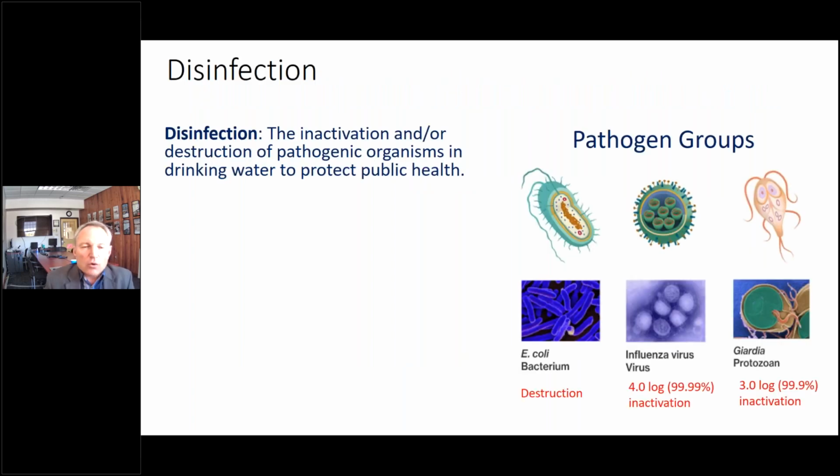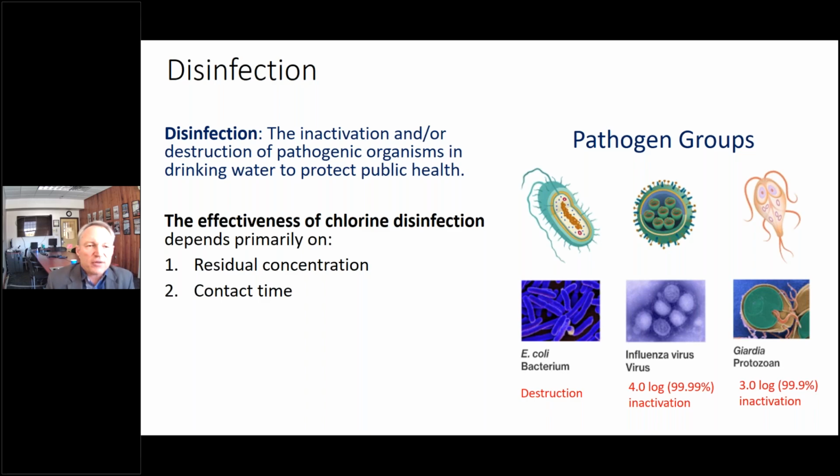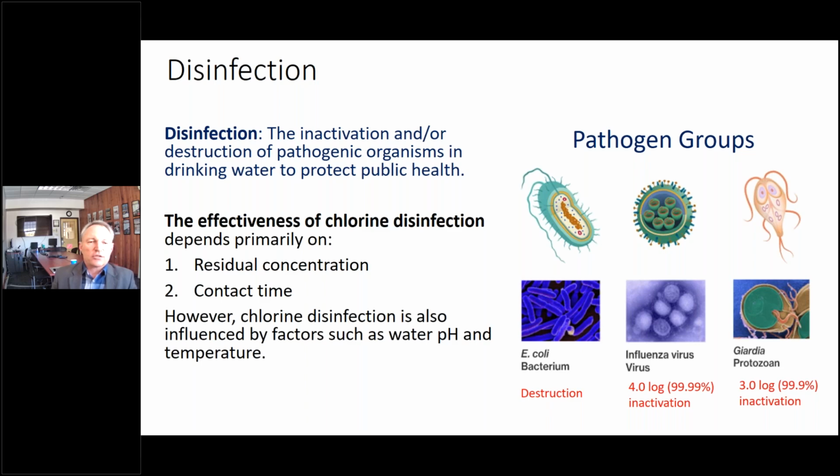Now, also another factor of why we're doing this is disinfection includes destruction of some organisms like bacteria, but for viruses and protozoa like Giardia, it only inactivates them, makes them unable to reproduce or infect. It doesn't necessarily destroy them. So the effectiveness of chlorine disinfection depends primarily on the concentration, the residual, and also on the contact time. But there are other factors such as water temperature and pH.